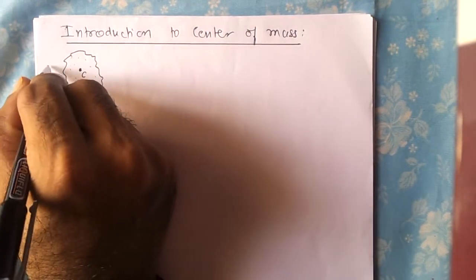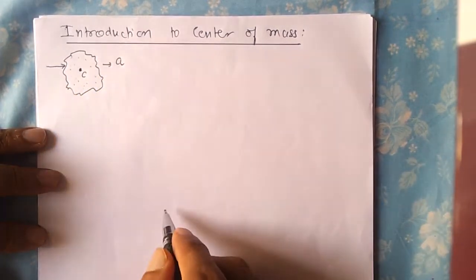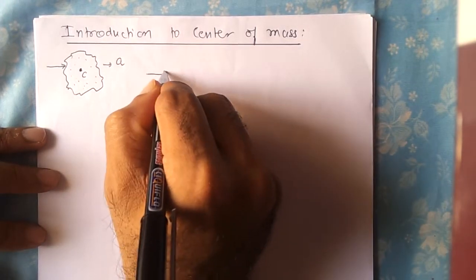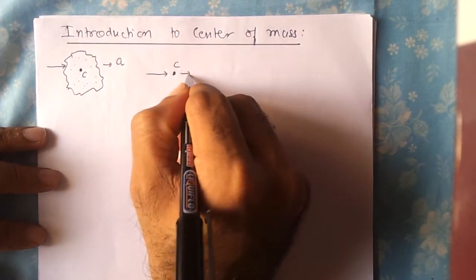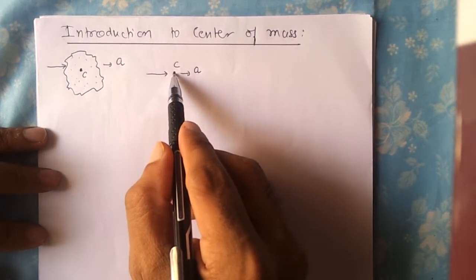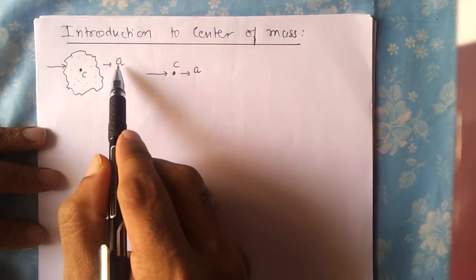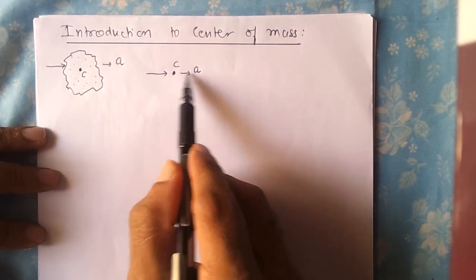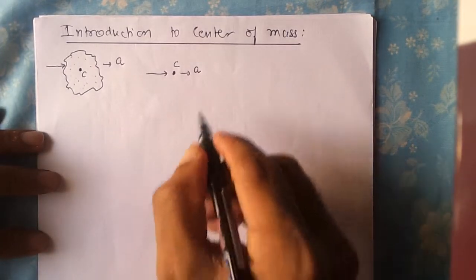That means if a force acts on this particular object and this body accelerates in this particular direction, let us say with acceleration A, it is equivalent to saying that the force is acting on center of mass C and the center of mass is accelerating by A. So this point has the total mass of the body, and moving this body with an acceleration A is equivalent to moving the center of mass, where the total mass is concentrated, with acceleration A. So this is the concept of center of mass.